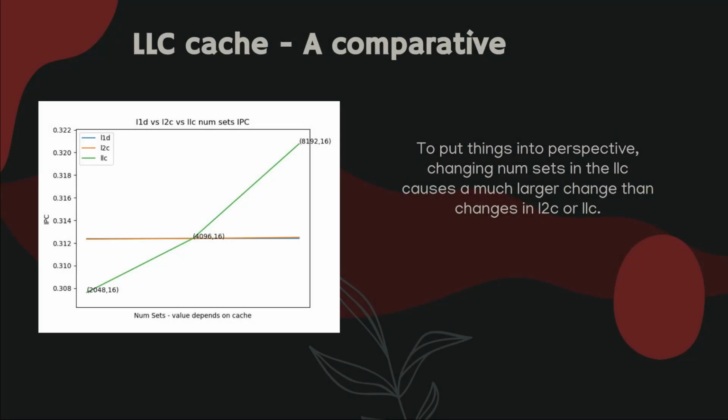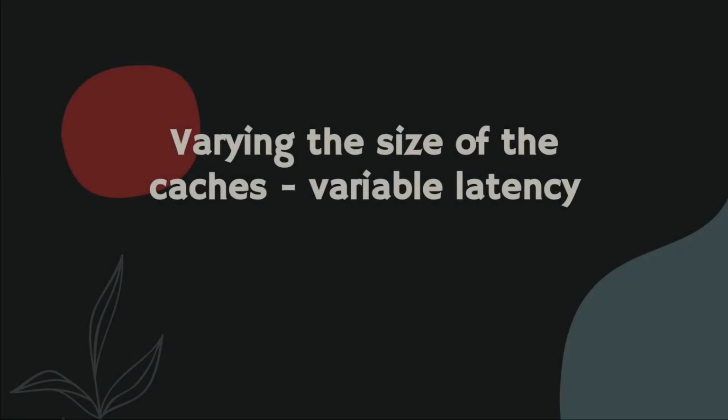So the LLC cache has significantly more increment compared to L1 and L2. Then, something we haven't considered yet: when we vary the size of the cache, we also should vary the latency. That is, the latency is a hard-coded number in the simulator, and when the cache size gets larger, we actually want to change this number, so that we can simulate the larger cache size, which will actually be slower.